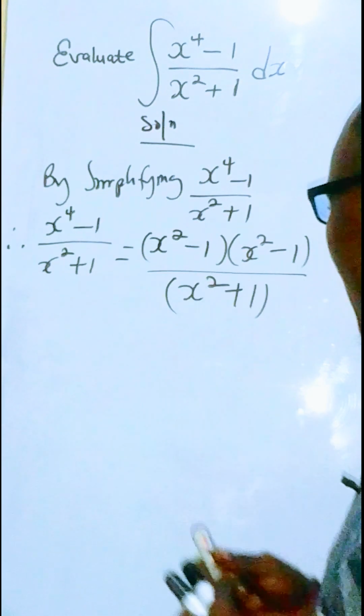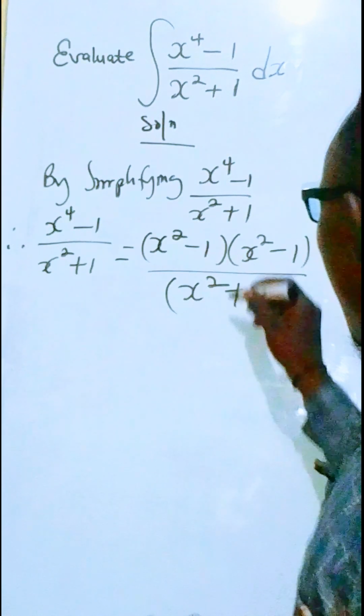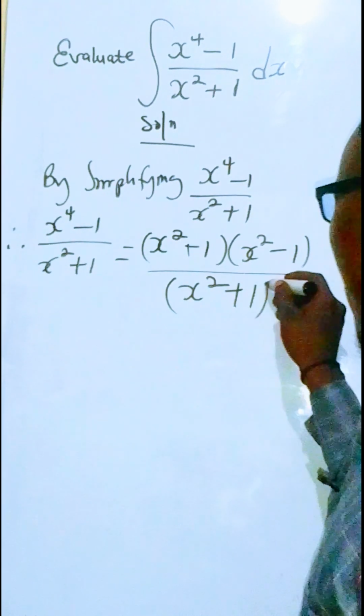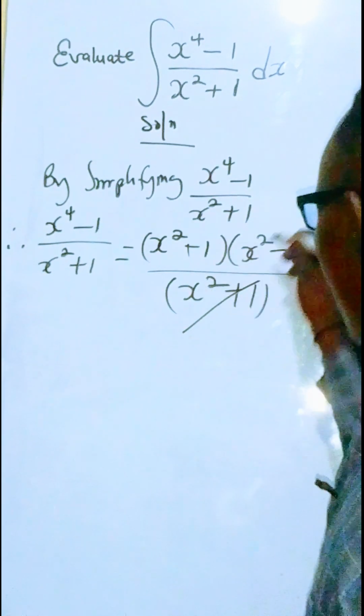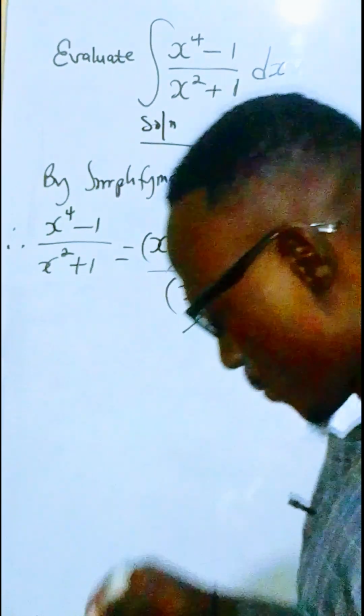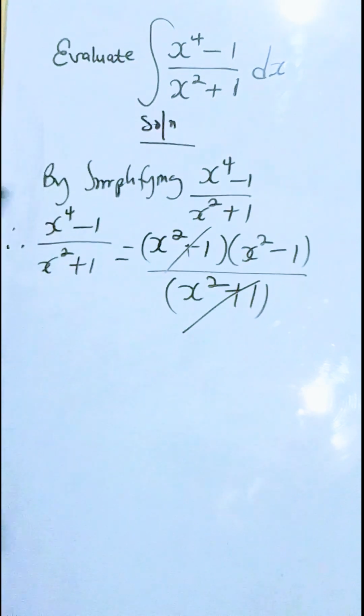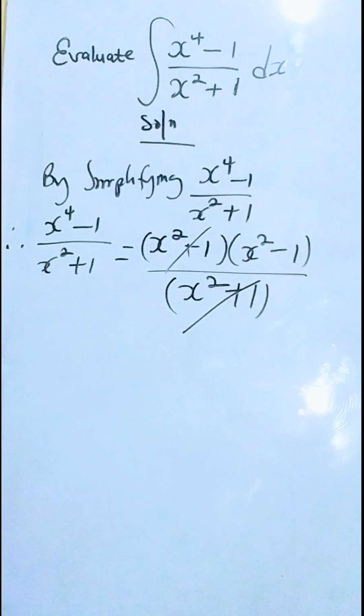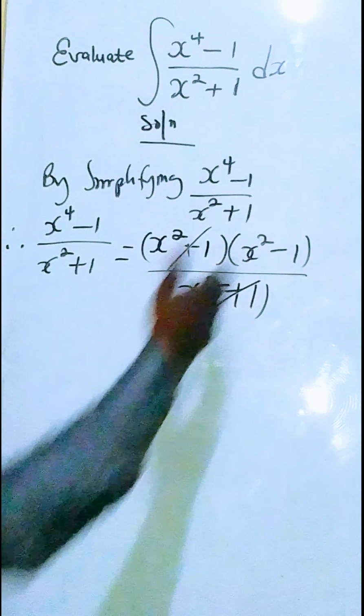So looking at this critically, you realize that x squared plus 1 here can cancel x squared plus 1 there, leaving only x squared minus 1 here. Now that we've gotten x squared minus 1, we can integrate that in order to get the final answer.